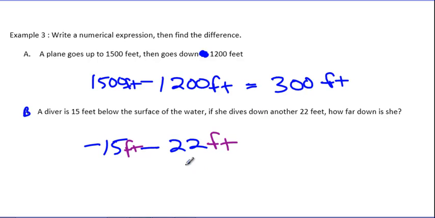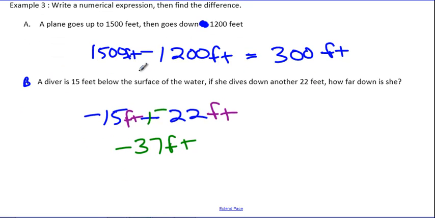Now again, I wouldn't consider this a double sign problem, so I would just say that these have the same sign. They're both negative. So I'm going to add my two numbers together, and I'm going to keep my sign. Another way you could do it is leave, change, change, and then you follow the same rules. So we're at 37 feet. She's at negative 37 feet. That's one way of saying it, or you could say she's just 37 feet down. Both ways are hinting at the same thing. She's underwater.